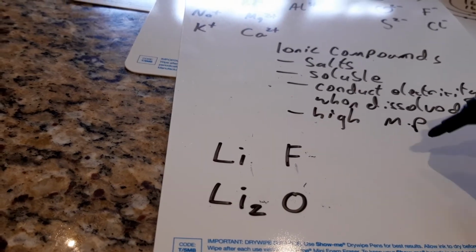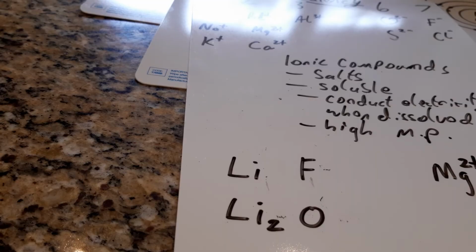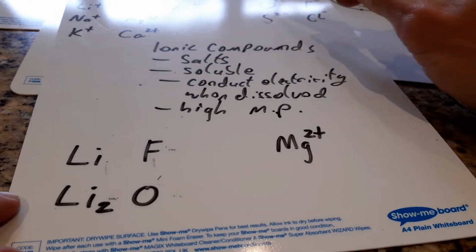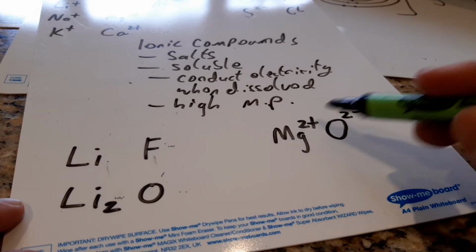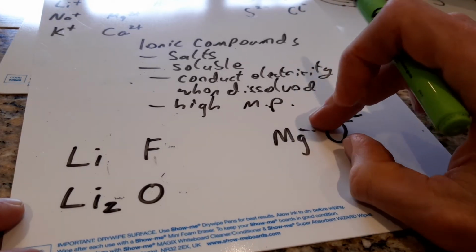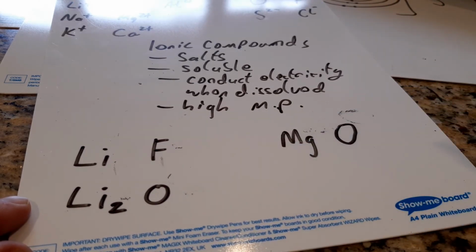Let's do another example. This is magnesium. It's 2 plus. If I mix it with an element from group 6, such as oxygen, which is 2 minus, I only need 1 of each. I've got a balance of the charges, 2 plus and 2 minus. So I can get rid of this, and the formula for magnesium oxide is MgO.